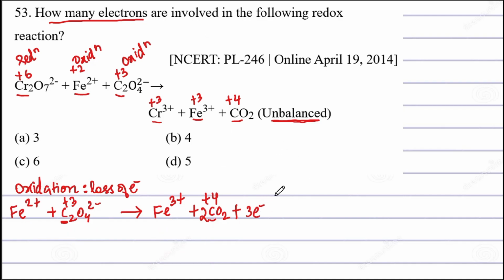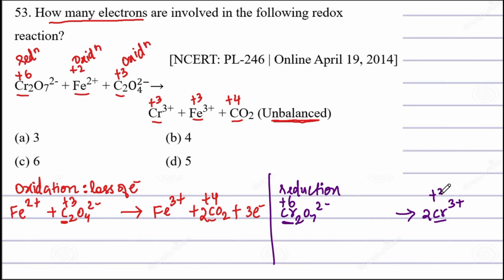Now let us see the reduction half reaction. So the reduction is Cr2O7 2- is converted to Cr3+. First you have to balance the chromium atoms. So 2 chromium atoms are present in reactant, so we are writing 2 Cr3+ in the product. The oxidation state of chromium is +6 in reactant and in product it is +3. So what is the difference? The difference is 3 electrons, but the 2 atoms are involved. So 3 into 2 equal to 6 electrons. So 6 electrons are involved.